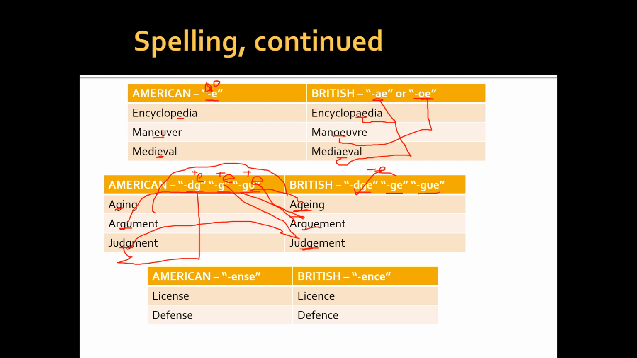In American English, we use ENSE. The only thing that changes here is the S and the C. For example, the license, ENSE. But over here, ENCE. Defense. For defense, we're having ENCE over here in American English, and in British English, we're having ENCE. Wait, in American English, did I say CE? Oh my god, I just got confused.